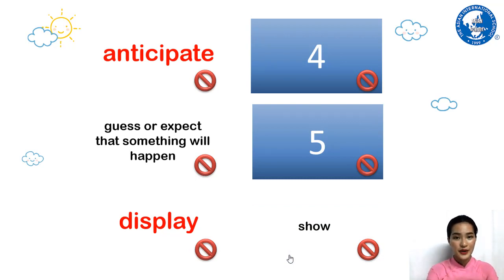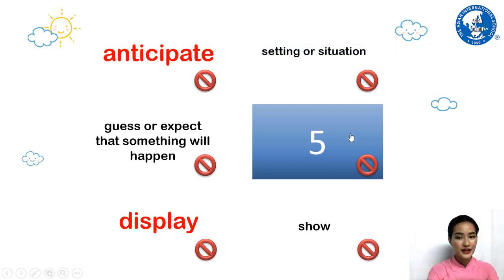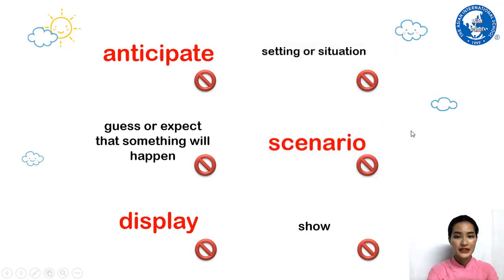That's the pair. And the last pair is number 4 and number 5. Scenario, that means settings or situation. Well done, everyone. Now it's time for us to review.